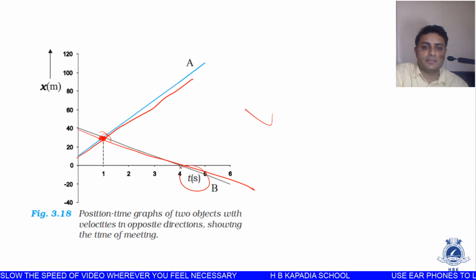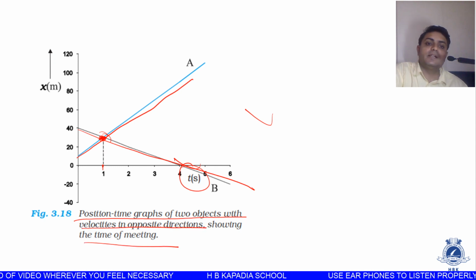Over here the time is 1 second. This is a graph of position versus time with velocities in the opposite direction, showing the time of meeting. At the time of meeting the velocity is 1.